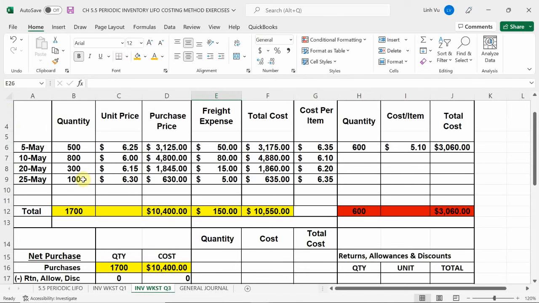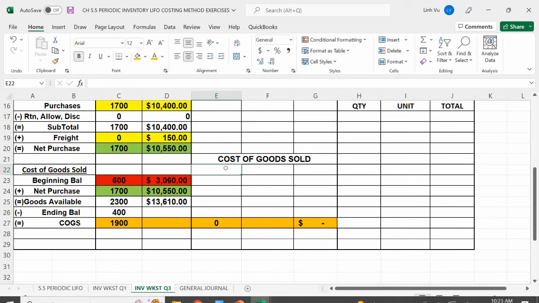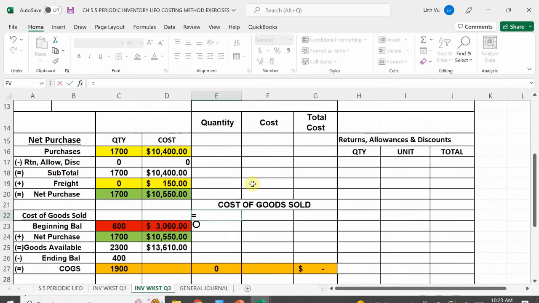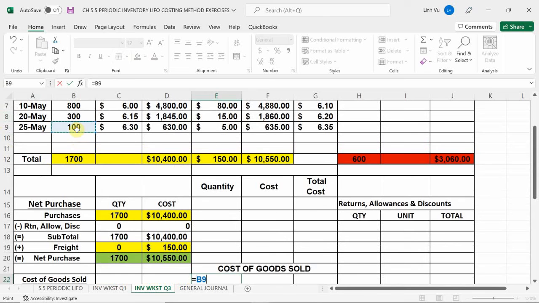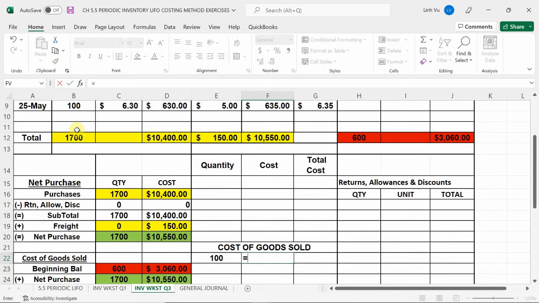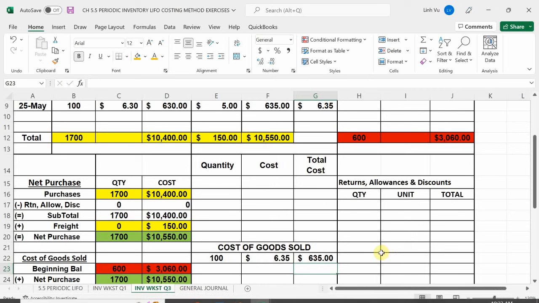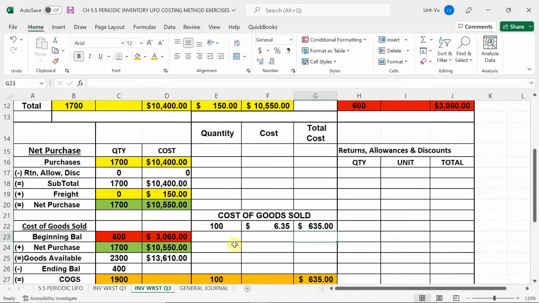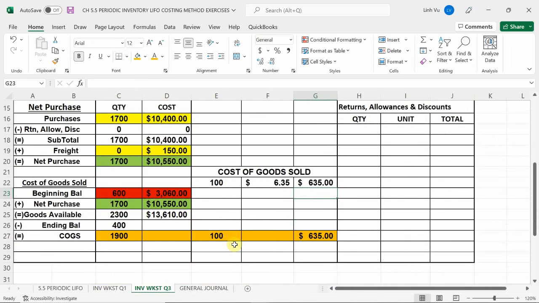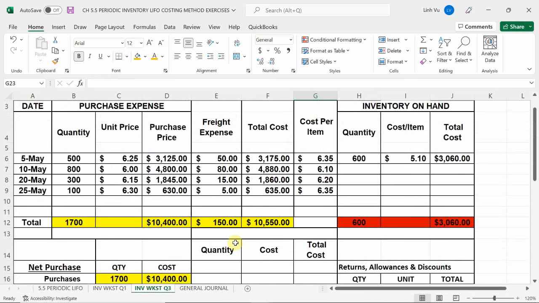Now, using the rules of LIFO, which batch am I going to eliminate first? May 25th. That 100, right? Now in this case, I'm getting rid of all of it, right? Yes. Okay, so it is currently at 635. So I got rid of my first 100. I have to sell 1,900, so I need to keep going.